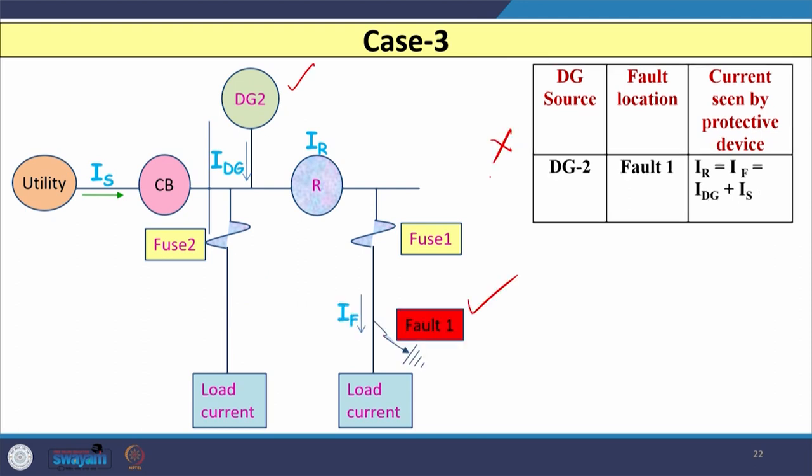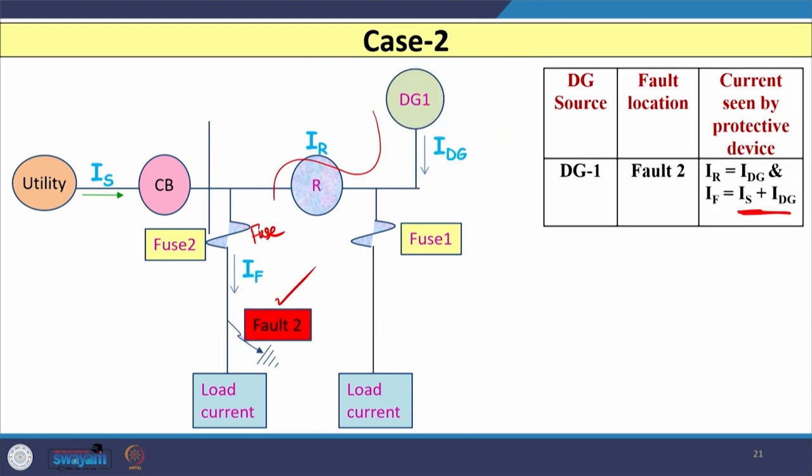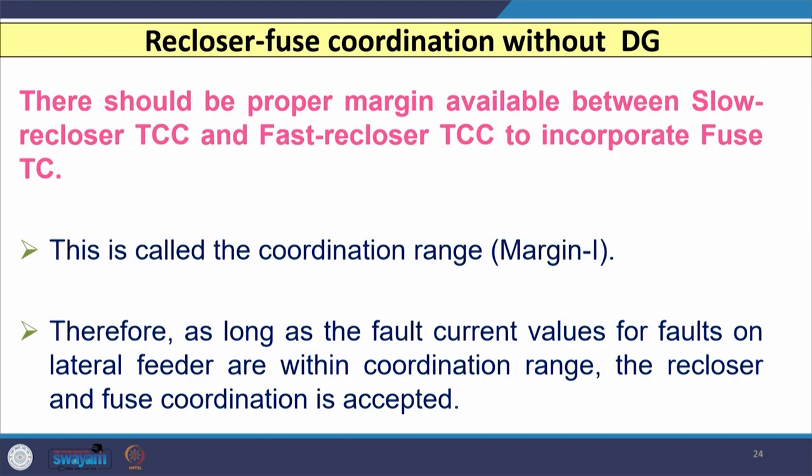So, the only cases that are important to us are case 1 and case 2, in which the current through the recloser and the current through the fuse are entirely different. That is going to create a problem if we refer to the fuse saving concept, because what we want is that the recloser should operate first, then the fuse, because we want the recloser to operate and avoid all transient or temporary faults, and the fuse should operate only for a permanent fault.